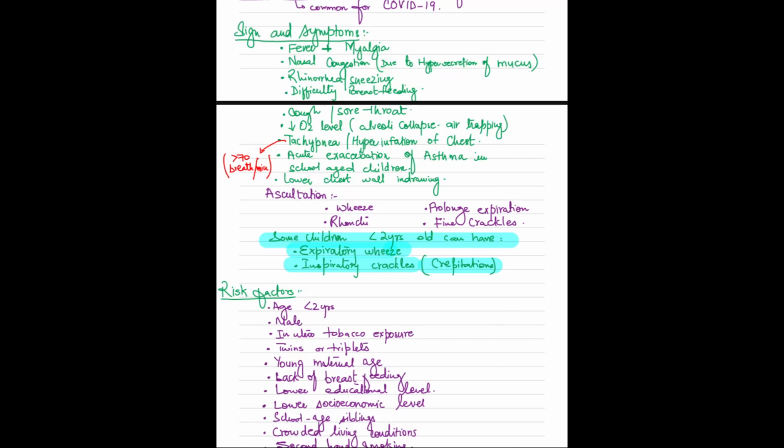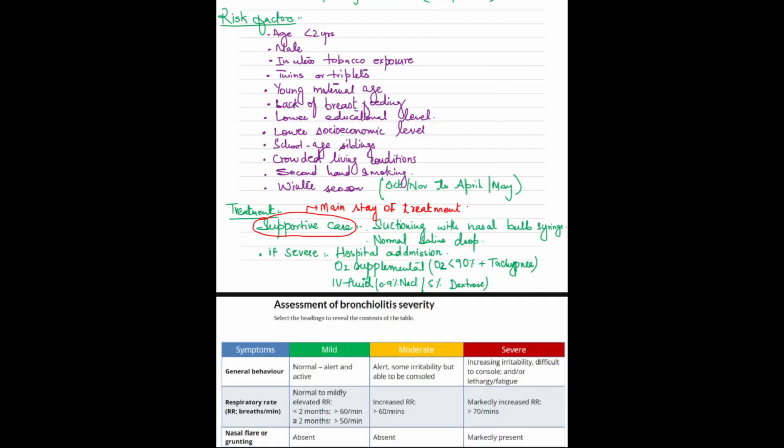On auscultation, what types of things can we listen to? Wheeze, rhonchi, prolonged expiration, or fine crackles. Some children less than 2 years old can come with RSV, and on auscultation we can listen to expiratory wheezes and inspiratory crackles, or what we call crepitations.